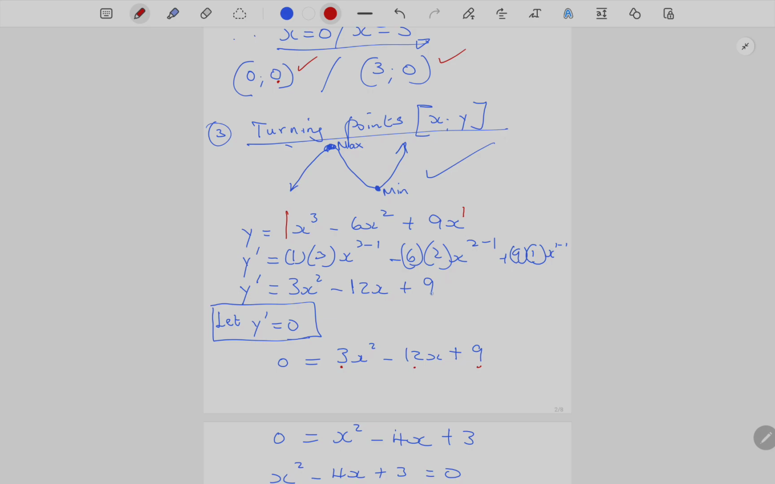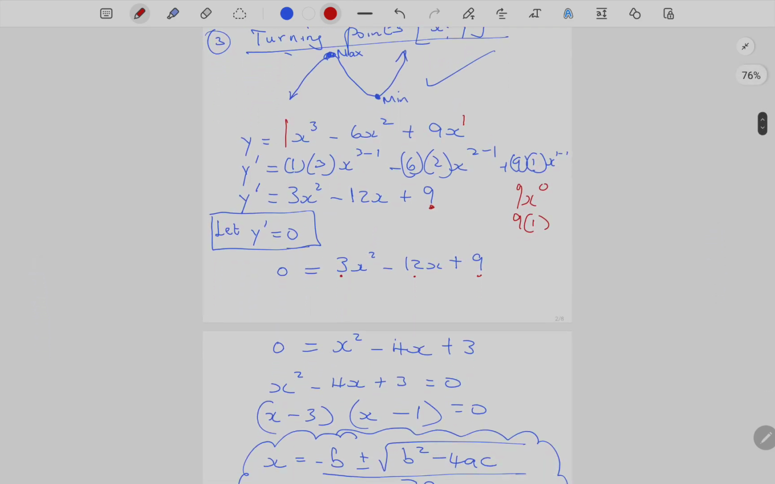Okay? So any number to the power 0, remember it was going to be like this, 9x to the power of 0. Then we all know that any number to the power 0 is 1. So what is 9 times 1? The answer is 9. So we're done with this.